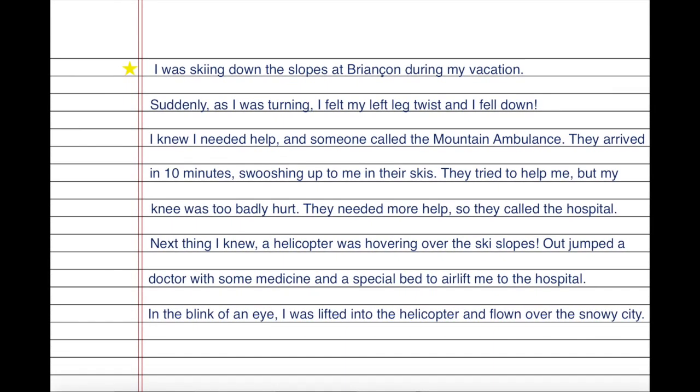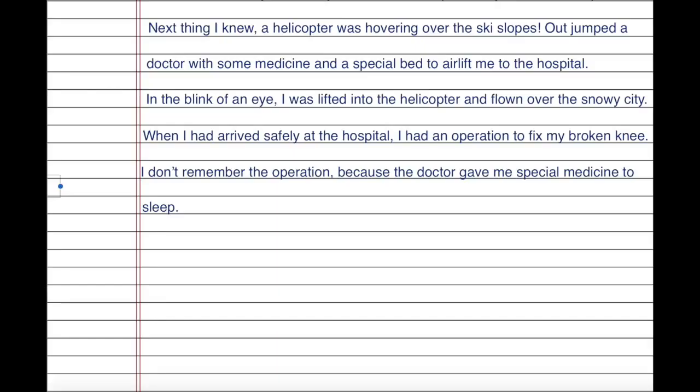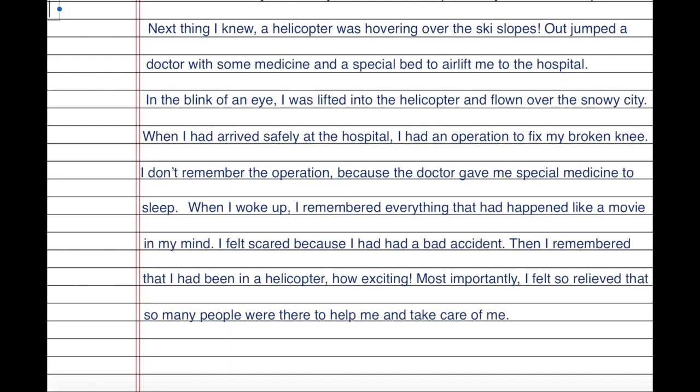In the blink of an eye, I was lifted into the helicopter and flown over the snowy city. When I had arrived safely at the hospital, I had an operation to fix my broken knee. I don't remember the operation because the doctor gave me special medicine to sleep. When I woke up, I remembered everything that had happened like a movie in my mind.